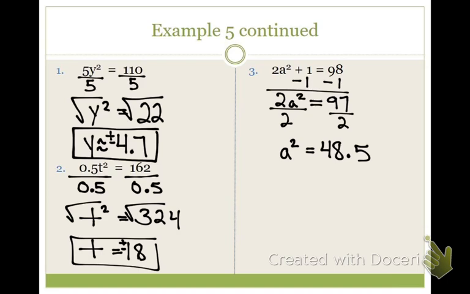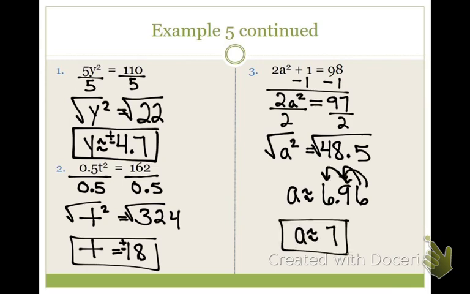All right, so when we take the square root of both sides, 6.96. So what's going to happen when I round this? Yeah, the 6 bumps the 9 up to a 10, but because it's a 10, it actually bumps the 6 up to a 7. So a is approximately positive and negative 7.